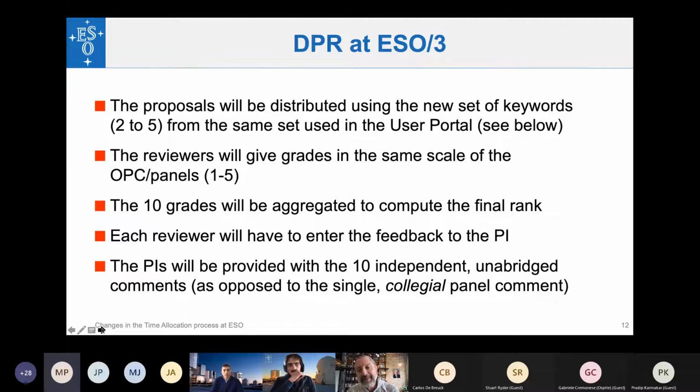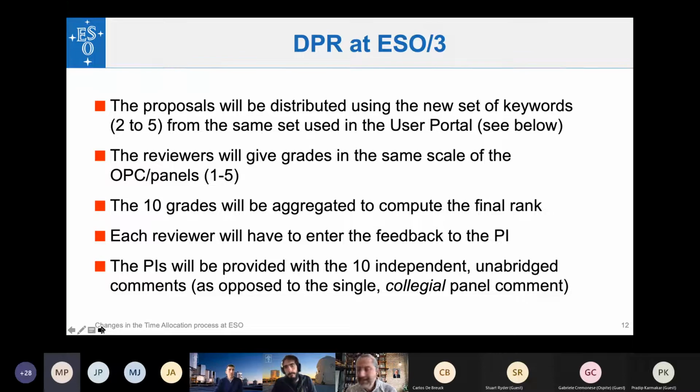The two sets may be identical, but not necessarily. You may be a supernova expert in the user portal profile, but you may be submitting a proposal on white dwarfs, and so the two sets will be different. So it has to be understood that the keywords you provide in the proposal are meant to characterize the proposal, while the keywords that you provide in the user portal are meant to characterize you as a scientist and as a potential reviewer. So the reviewers will give grades in the same scale of the OPCM panels.